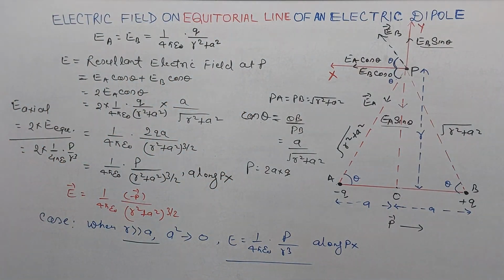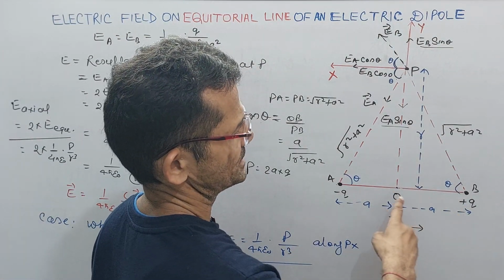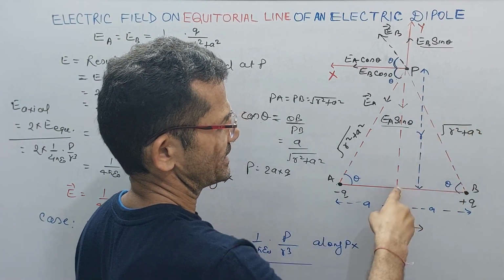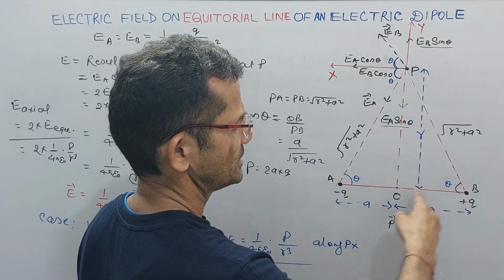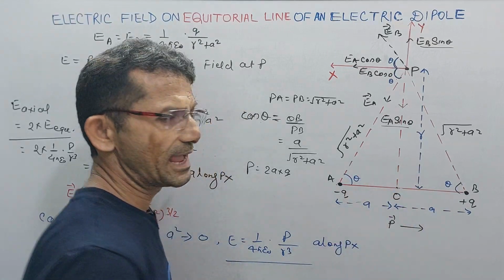Now in the third derivation we will consider the electric field due to this dipole at some angle. It means that we will consider this point. Suppose the point P makes an angle theta with the dipole axis. This will be the angle theta. So we will consider this in the next article.